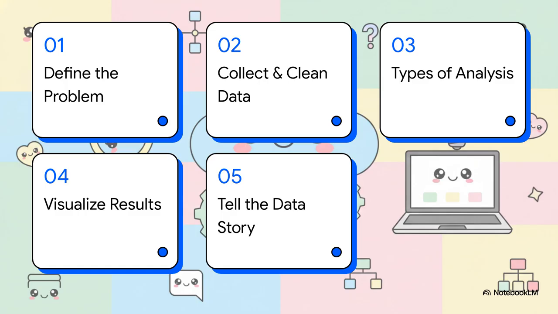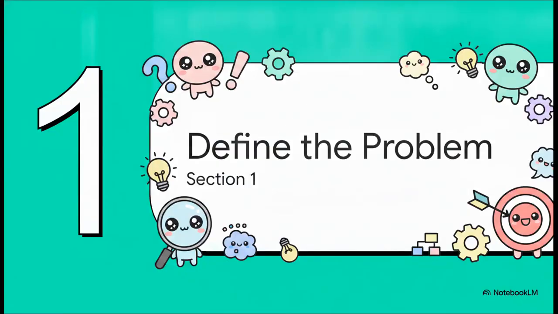Okay, so here's our roadmap for this explainer. First, defining the core problem. Second, collecting and cleaning data. Third, the 4 types of analysis. Fourth, visualizing your results. And finally, number 5, telling the data story. Let's dive right in. Section 1.